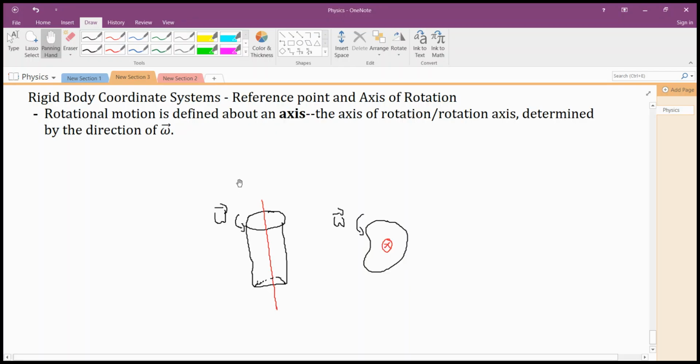The first key thing is that in order to define rotational motion, we need an axis of rotation to define it about. The axis of rotation is determined by the direction of angular velocity. So if you need to know the axis of rotation, just look for the angular velocity. What direction does it point in?